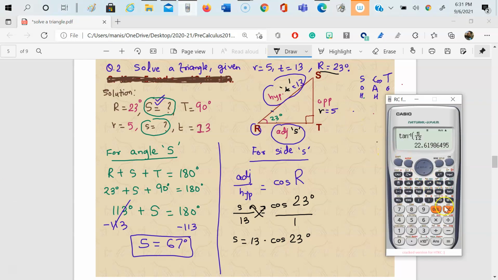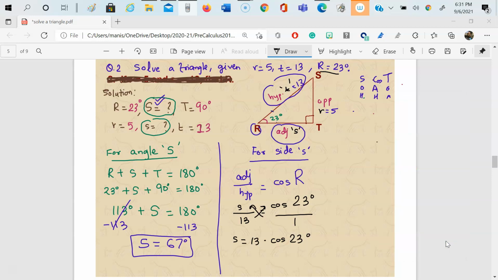Alright, so let me clear this over here. So this is my 13 times cos 23. Let me close the parentheses. My answer is 11.96. So I'll write it, 11.96. Okay, I'll write it away. S is equal to 11.96.